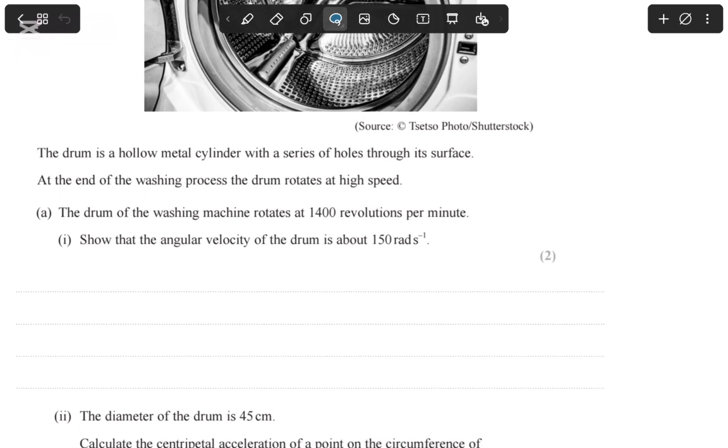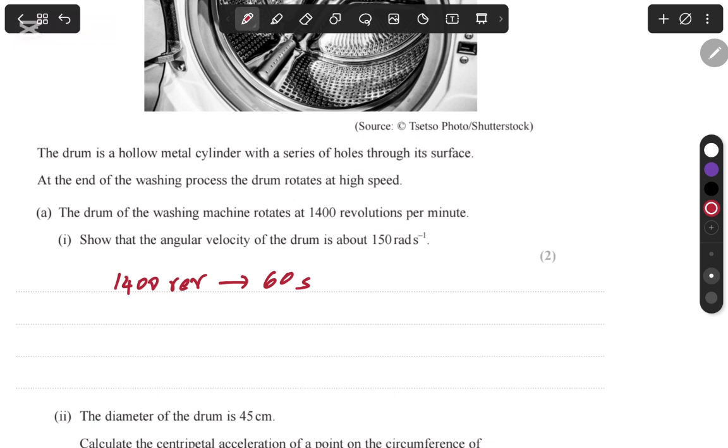Part A, the drum of the washing machine rotates at 1,400 revolutions per minute, and you have to show that the angular velocity is about 150 rad per second. So if 1,400 revolutions take 60 seconds, then for one revolution the time will be x. Cross multiply, and we can solve it. And this x basically will be the time period, the time taken to go around a full circular path. So that's going to be 3/70 seconds.